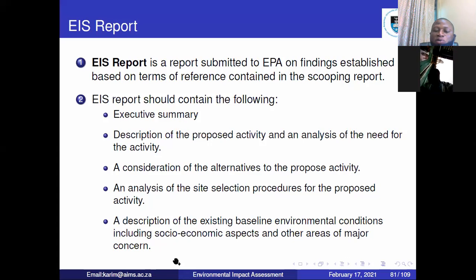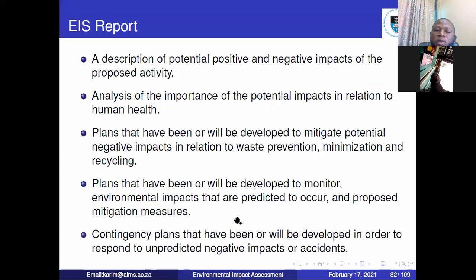The conditions in terms of the social aspect, in terms of the economic aspect, and then other areas that you think your project will have impact on. So you have to also describe what the potential positive and negative impacts will be as a result of your project. Analyze the importance of the potential impacts in relation to human health. You have plans that you want to develop so that you'll be able to mitigate any potential negative impact in relation to waste prevention, minimization, or recycling. So you can talk of your plans.